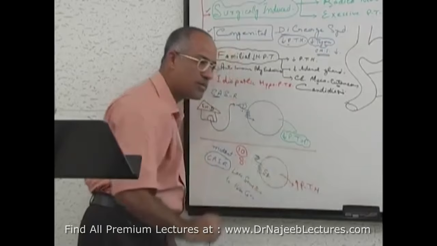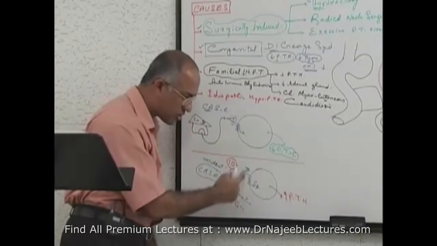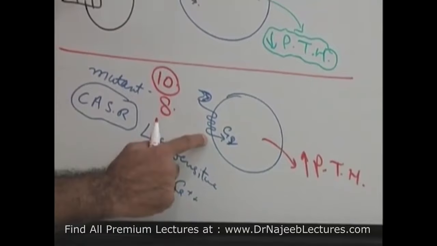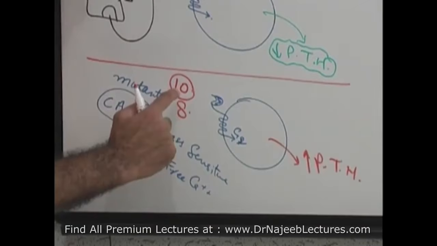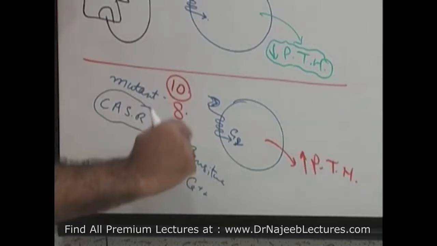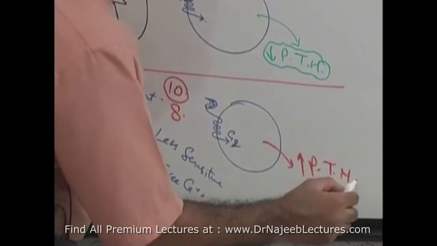Are you understanding or not clear? Because I want these two conditions to be clear. First, we concentrate on this. For example, there's a patient sitting here and these receptors are less sensitive. Even at normal calcium level, they are unable to sense the normal calcium. So the cell assumes as if calcium is less than normal. So the cell produces more parathyroid hormone. When the cell is producing more parathyroid hormone, that will lead to hypercalcemia.